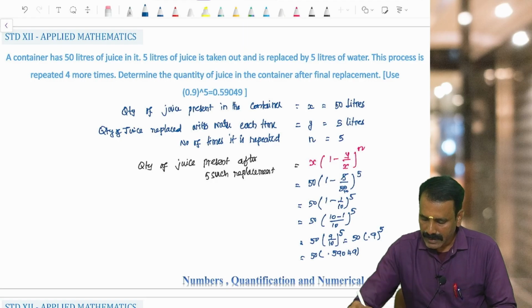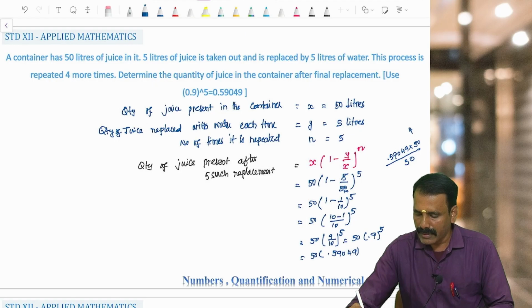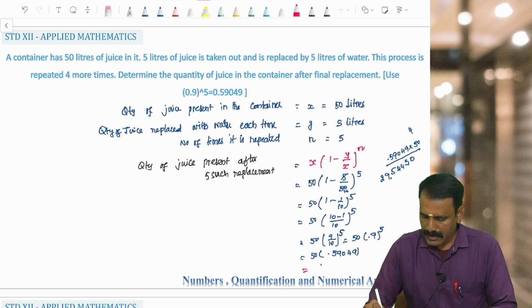Now we have to multiply 50 with this. When you multiply 0.59049 with 50. 0, 5 9s are 45, balance 4, 5 4s are 40, 40 plus 4, 44, 5 9s are 45, balance 4, 5 5s are 25, 25 plus 4, 29. So it is going to be 29.54450 liters. This is the final answer.